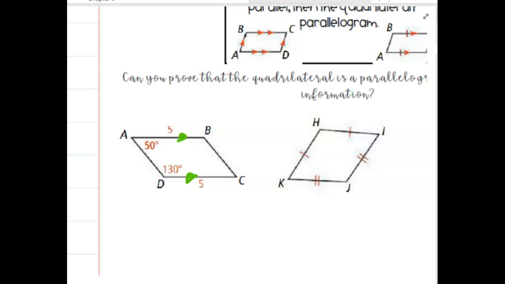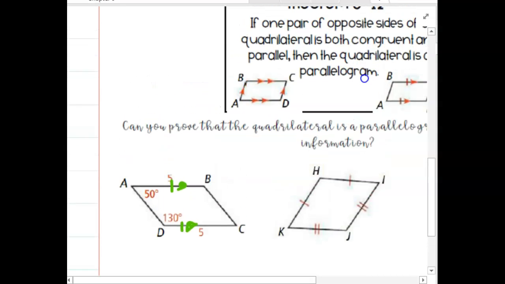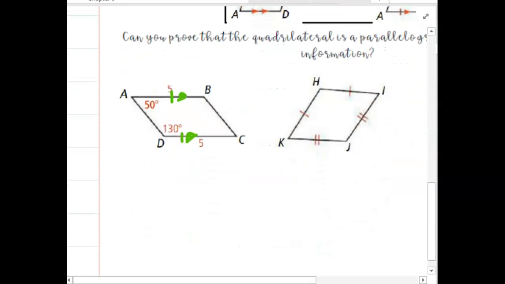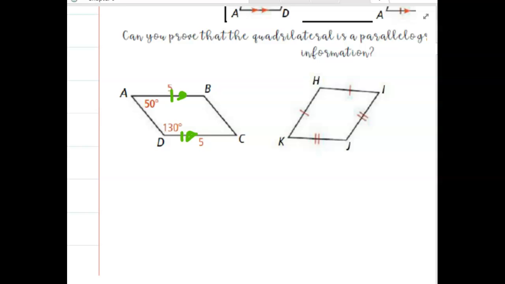Now, here's what I have now. I now have parallel lines that are also congruent. You see that? So we could use this last theorem here, theorem 6.12, to prove that this is a parallelogram. So in this one, using a little bit of previous information, yes, I have enough information to prove that that's a parallelogram because I have an opposite side that is both parallel and congruent. That's probably the hardest one.